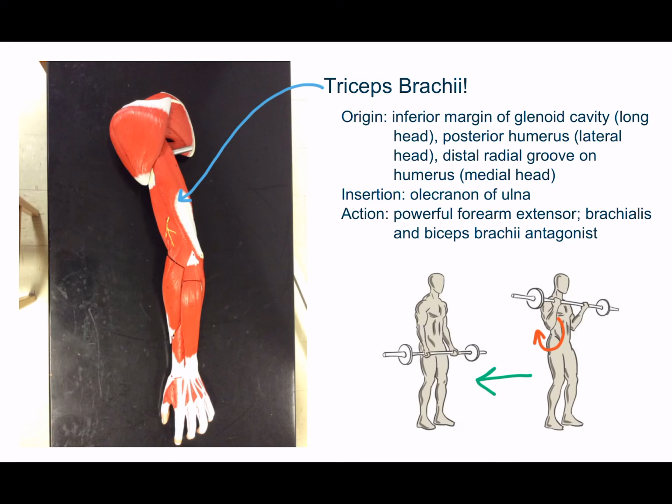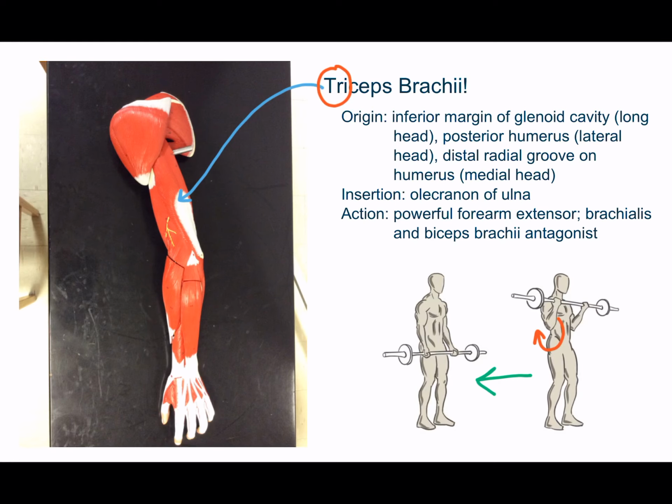Next up is the triceps brachii. There are 3 heads to the triceps, hence the tri part of triceps, given off the number of origins. So the long head originates on the inferior margin of the glenoid cavity, which is your shoulder socket. It's going to be on the bottom of your shoulder socket. Posterior humerus on the lateral head. And the medial head's going to originate on the distal radial groove of the humerus. They're all going to insert on the olecranon of the ulna, which is like your elbow.